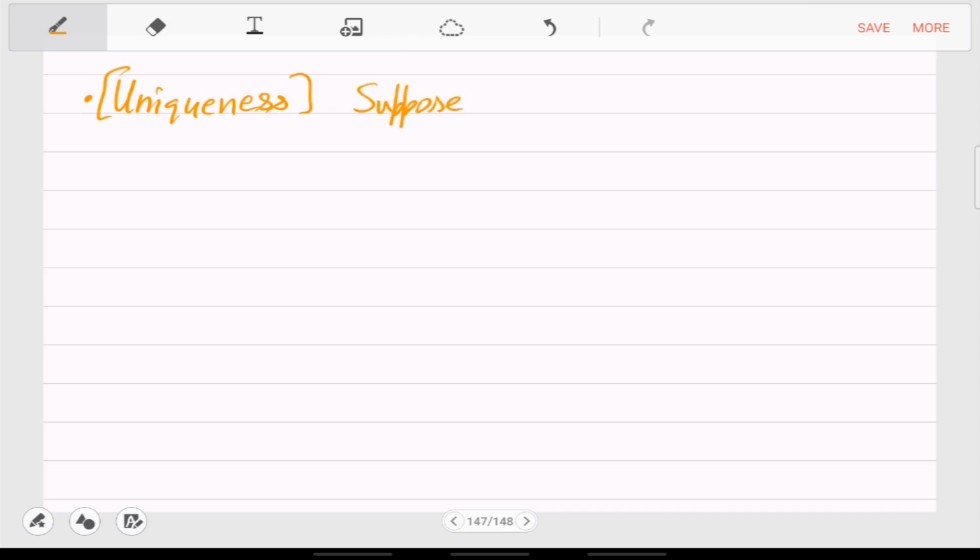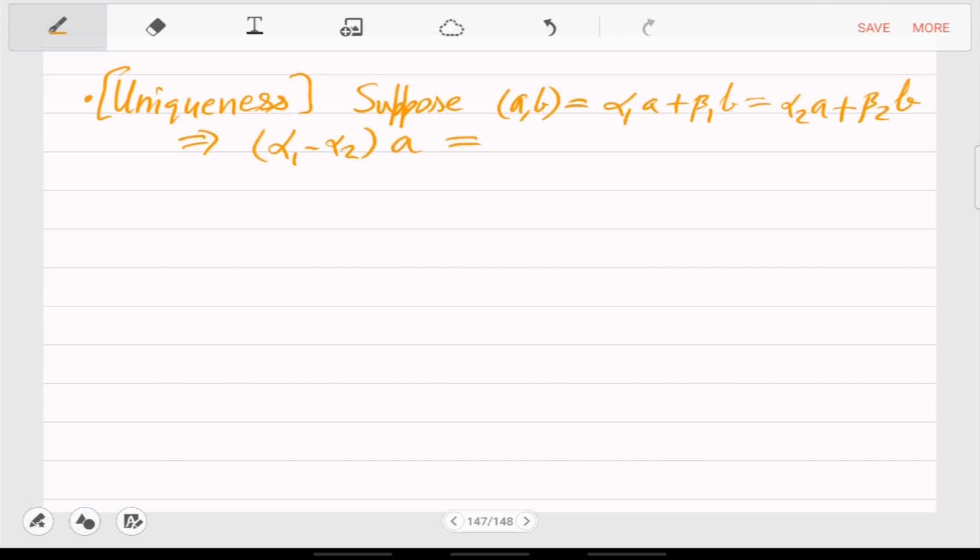So suppose it's not unique. So you have GCD, in one way you write it as alpha 1 A plus beta 1 B. In another way you write it as alpha 2 A plus beta 2 B. And the interesting equation you get is this. Okay, and from here can you deduce that alpha, beta are unique?